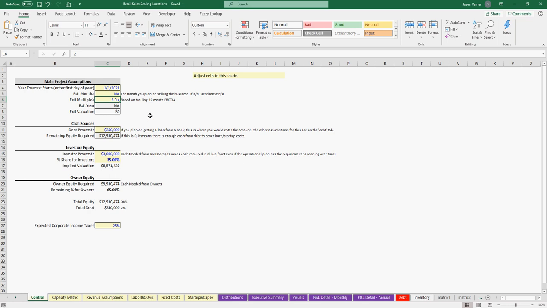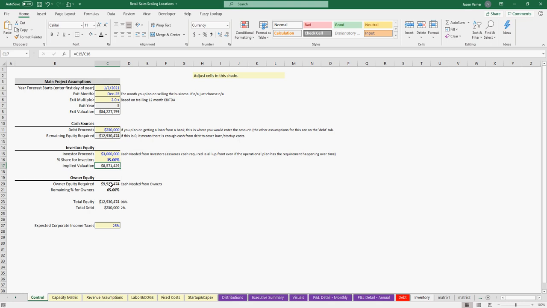Let's just put one in here so you can see it. So exit year 5, 84 million is the multiple. Then you have debt proceeds. So if you want to fund your business, you can borrow money from a bank. Also, you can raise money from investors, which you can define here. They get a share of the company, with implied valuation based on that.